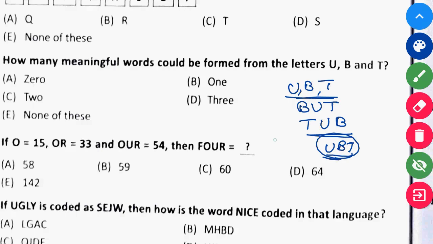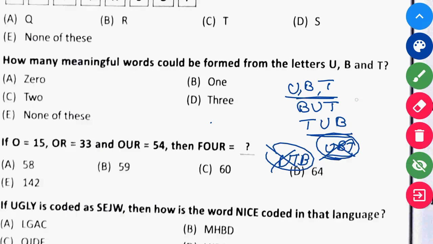UTB also has no meaning. So BUT, but, TUB, tub. I think we can form only two words which have meaning out of it. So the answer is 2.